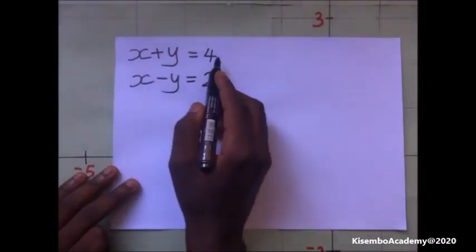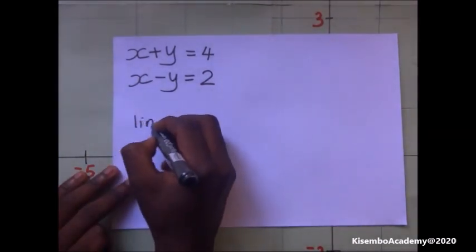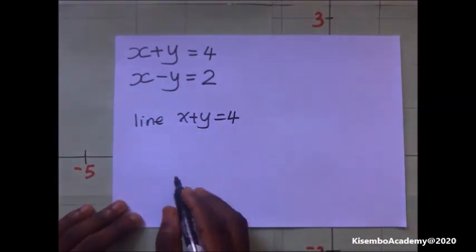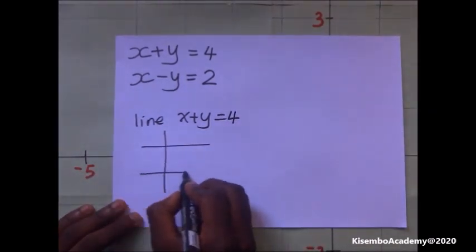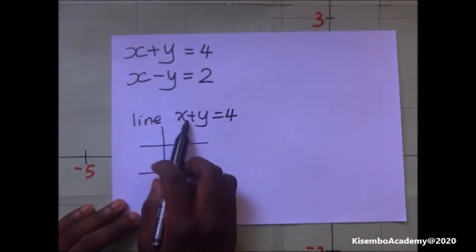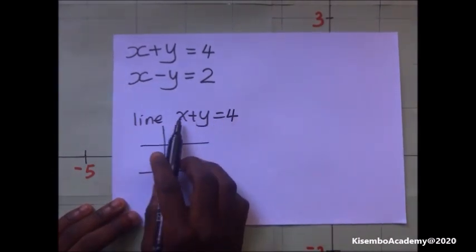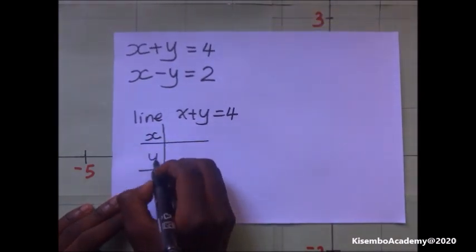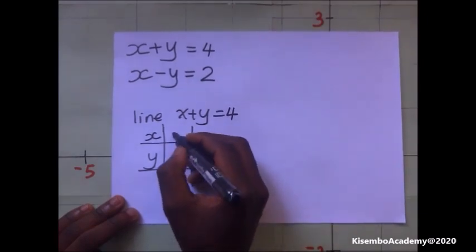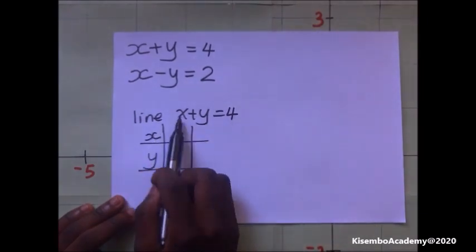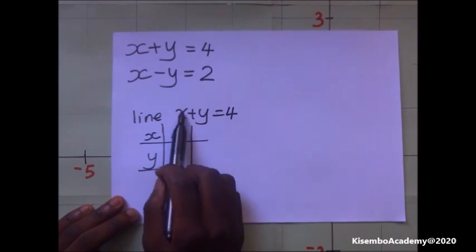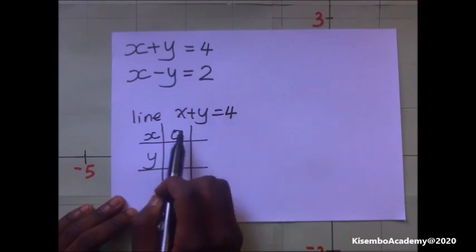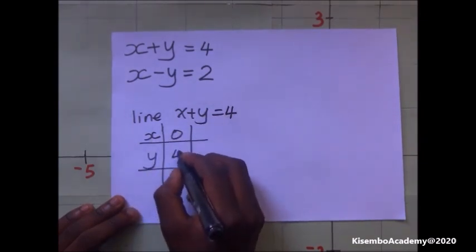We shall first get the points for x plus y. So let's draw line x plus y is equal to 4. Let's get the coordinates. We shall just get two coordinates and connect the two. Looking at line x plus y is equal to 4, we shall say this is x and this is y. So if x is 0, what is y? If we put 0 here, we shall have 0 plus y is equal to 4. So the value of y is equal to 4. So when x is 0, y is 4.